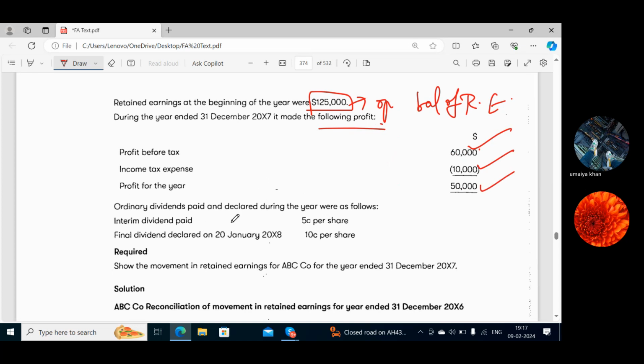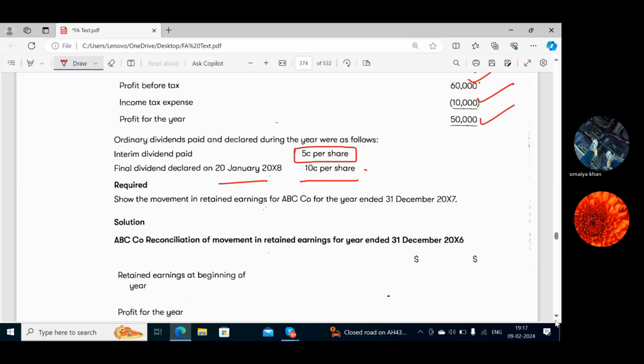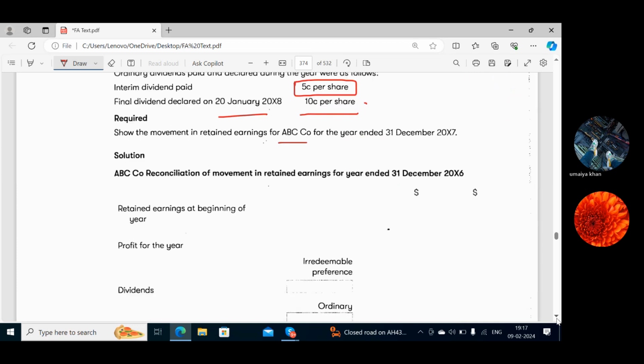Ordinary dividends paid and declared during the year were as follows. Interim dividend paid, that is, dividends paid during the 6 months time. Okay, final dividend declared on 20th January, 10 cents per share. This is the final dividend. So now what are we going to see? We are going to see the movement in the retained earnings for ABC company for the year ended 31st December 2007. Let's do this calculation.